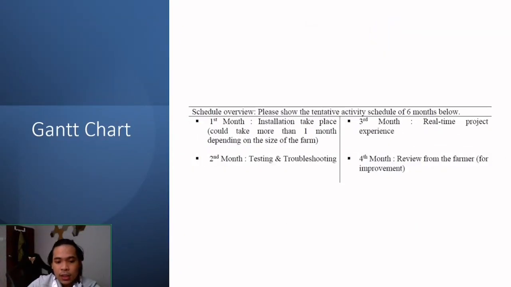Last but not least is the Gantt chart. We would expect to have 4 to 5 months to implement this project in the real farm. The first month is to install the components on the site, and the second month is for testing and troubleshooting, and the third one is for the real-time project experience, and the last month is to have a review for improvement. Okay, that's about it for the detailed explanation of the concept proposal selected.